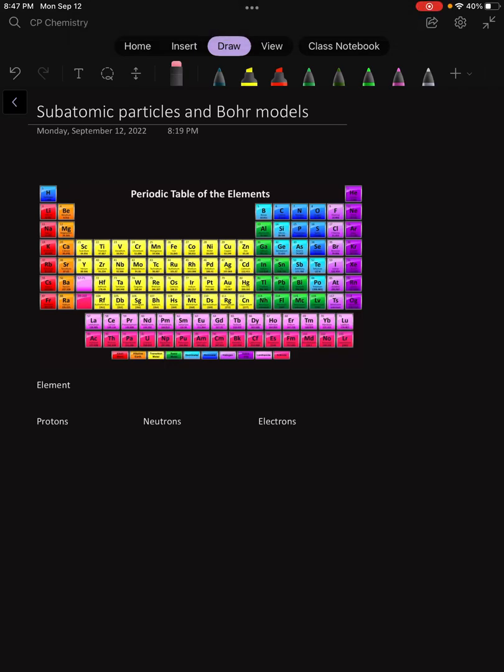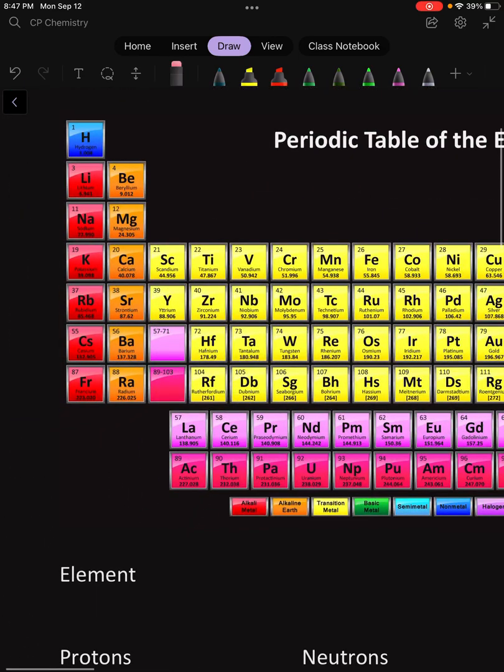Okay, this short video is going to go over how to identify the number of the subatomic particles within an atom and how to draw a Bohr model using that information from numbers off the periodic table. So if we start with hydrogen, hydrogen has two numbers in the box.